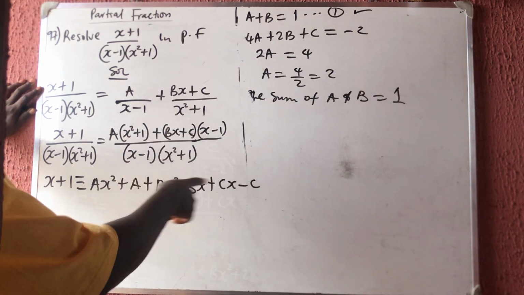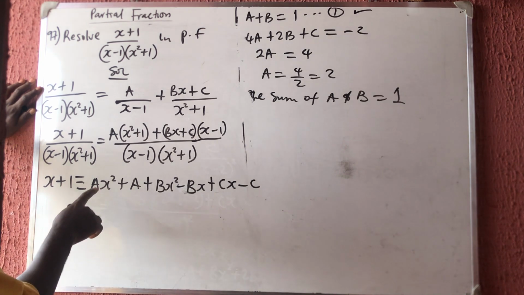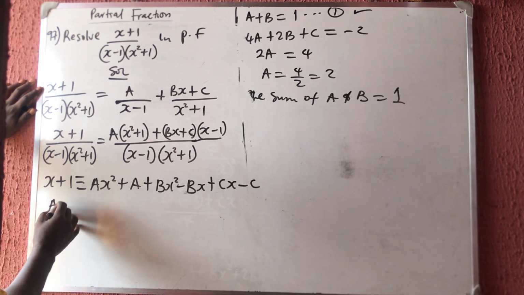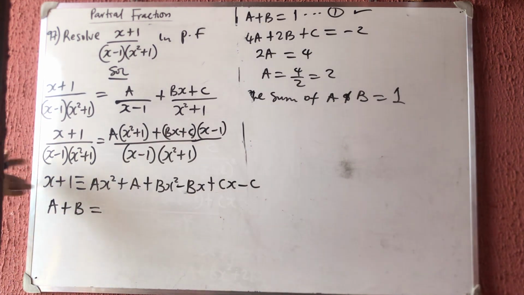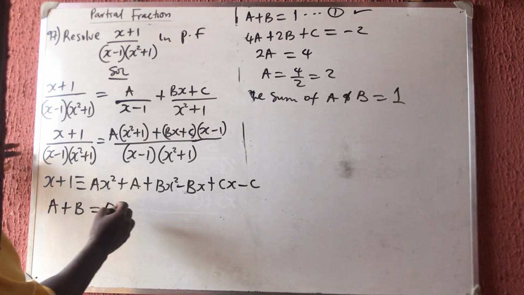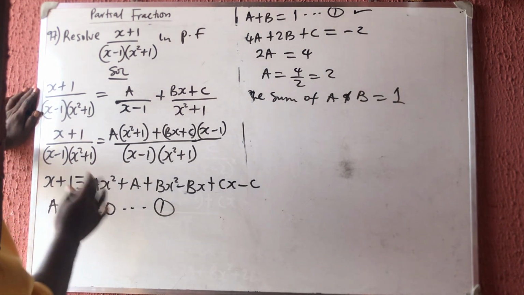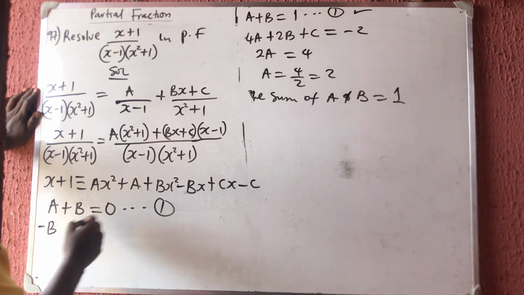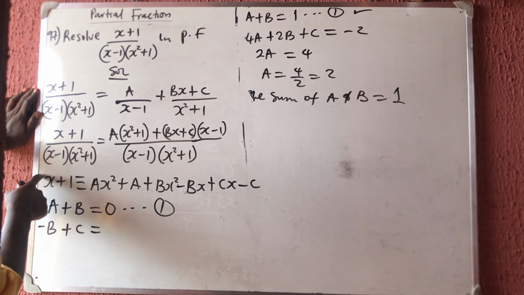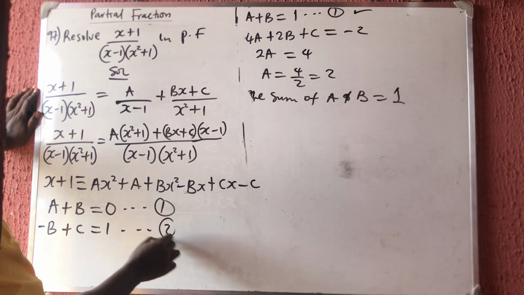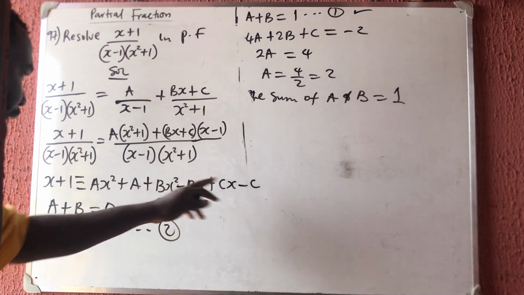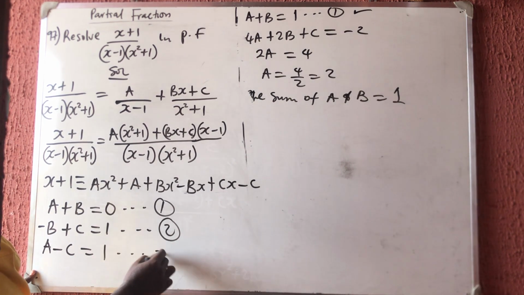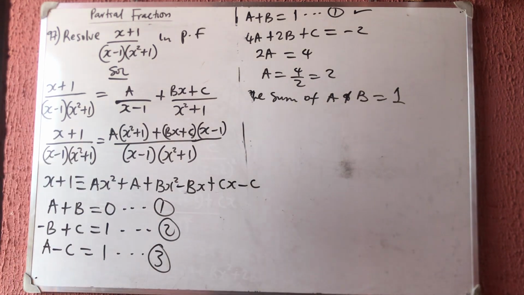Who does not have x in the left hand side? Only x. Who has x squared in the right hand side? A has x squared and B has x squared. So it's equal to, who has x squared in the left hand side? Nobody. So it should be equal to 0. A plus B equals 0, equation 1. Who has x? Only x in the left hand side. Minus B has x, and plus C has x, is equal to the coefficient here, 1. So minus B plus C equals 1, equation 2. Now, who does not have x at all? A and minus C. So A minus C is equal to 1, equation 3.